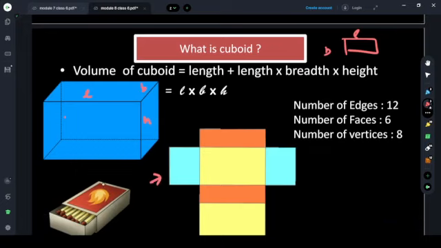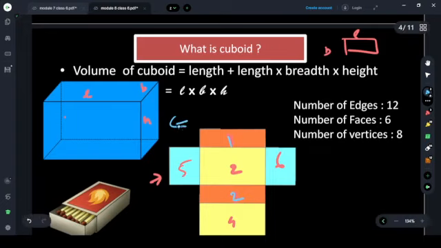How many faces does a matchbox have? 1, 2, 3, 4, 5 and 6. It will have 6 faces. How many faces? 6 faces. If you rejoin it, you will get a cuboid.